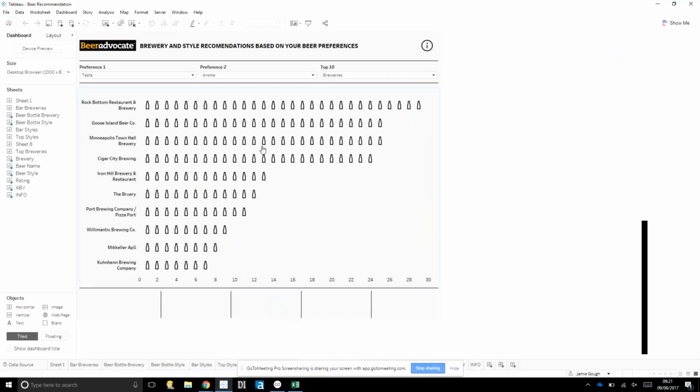So no Alteryx prep required then? So no, all I had to do, basically in Alteryx, was turn it into beer level, so I had to aggregate all the reviews.